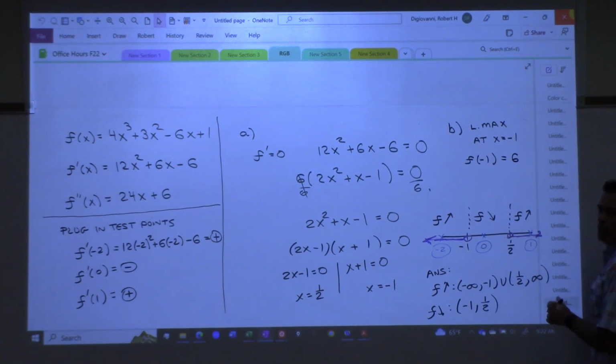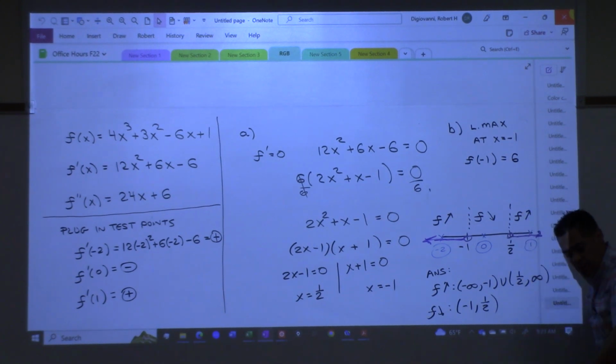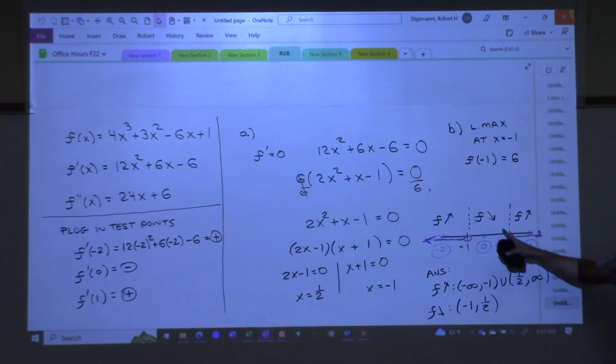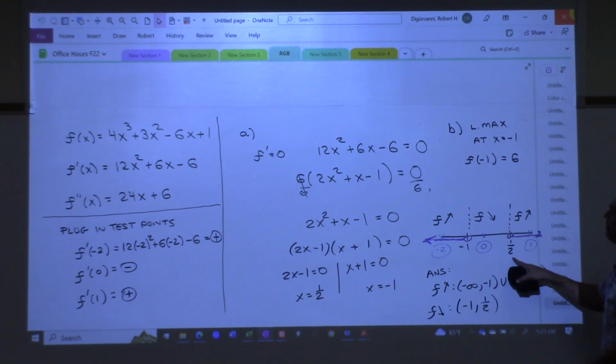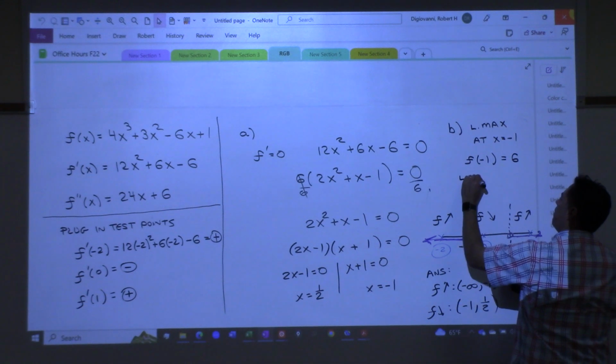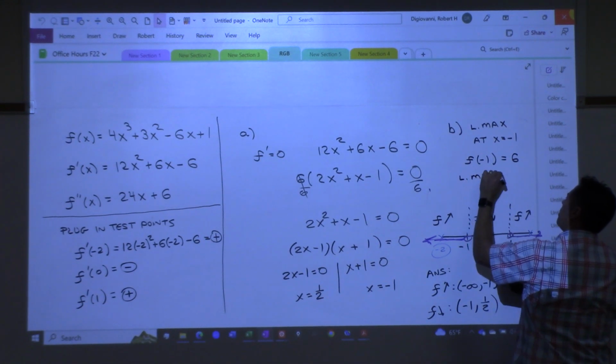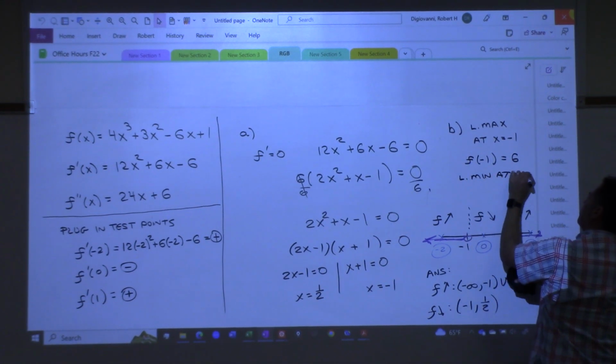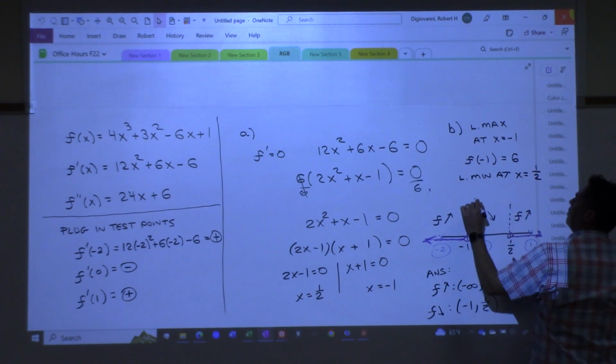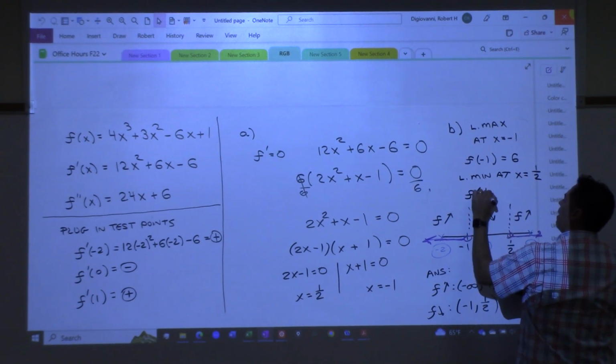Now, what about local minimum? Do we have a lowest? So does it ever go down and come back up? Yeah, right here, down and back up. It happens at 1/2. So I have a local minimum at x equals 1/2.